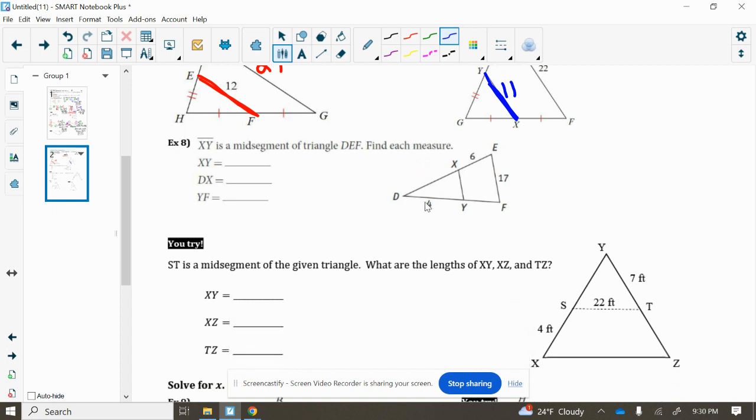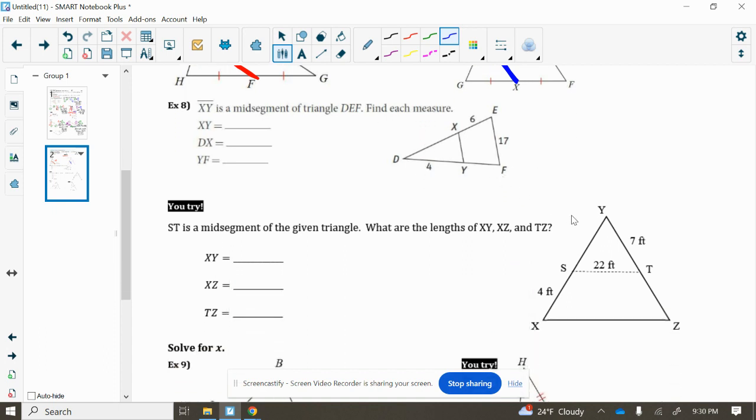So as they ask us for different measurements inside of our figure, reminder, as tempting as it is to say that these two are congruent, that is not correct. We know that if this is a midsegment, XY, D to E is split in half by point X, D to F is split in half by point Y. So D to X would be 6, and then because D to Y is 4, so is Y to F. Again, the picture's a little misleading. The midsegment itself, X to Y, is half of this third side. So 8.5 would be the length of our midsegment.